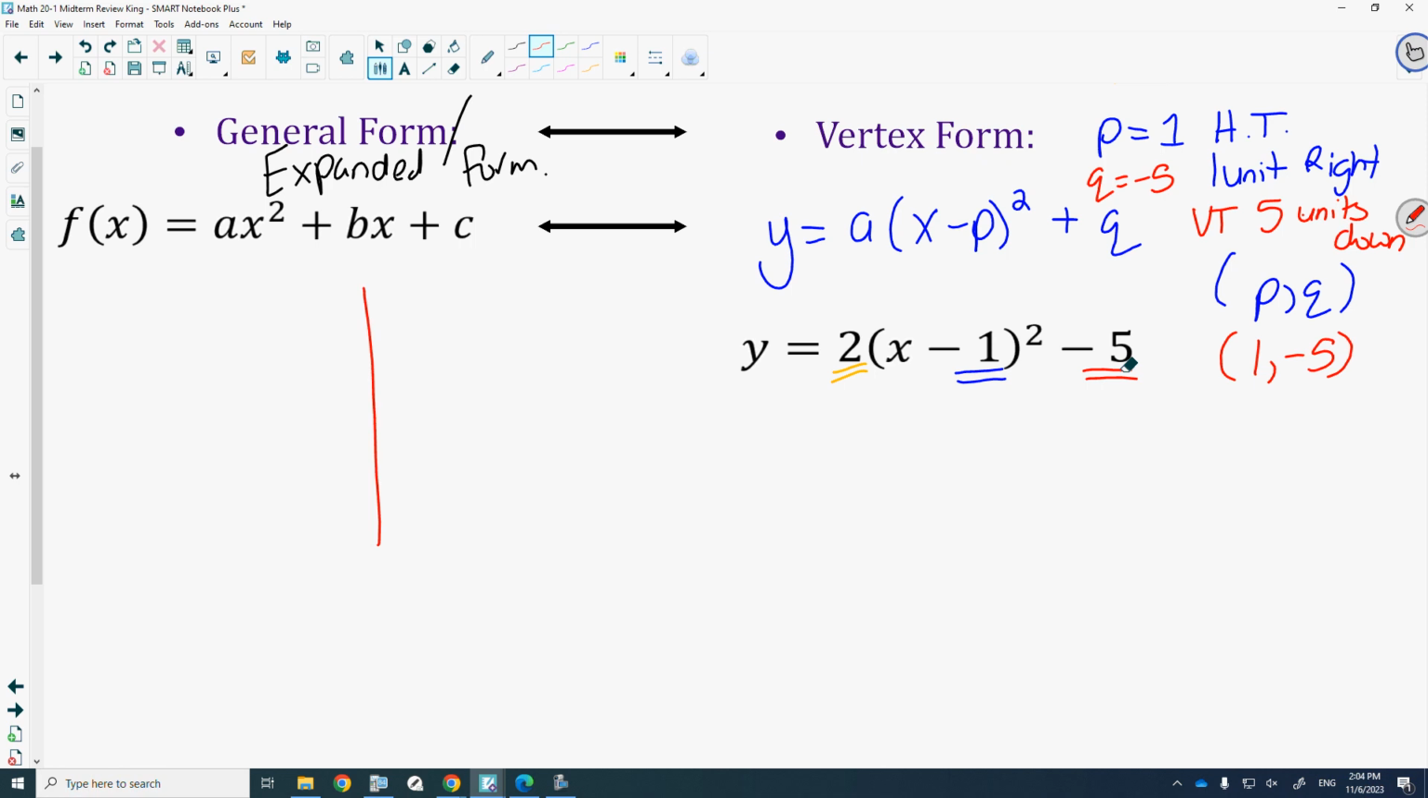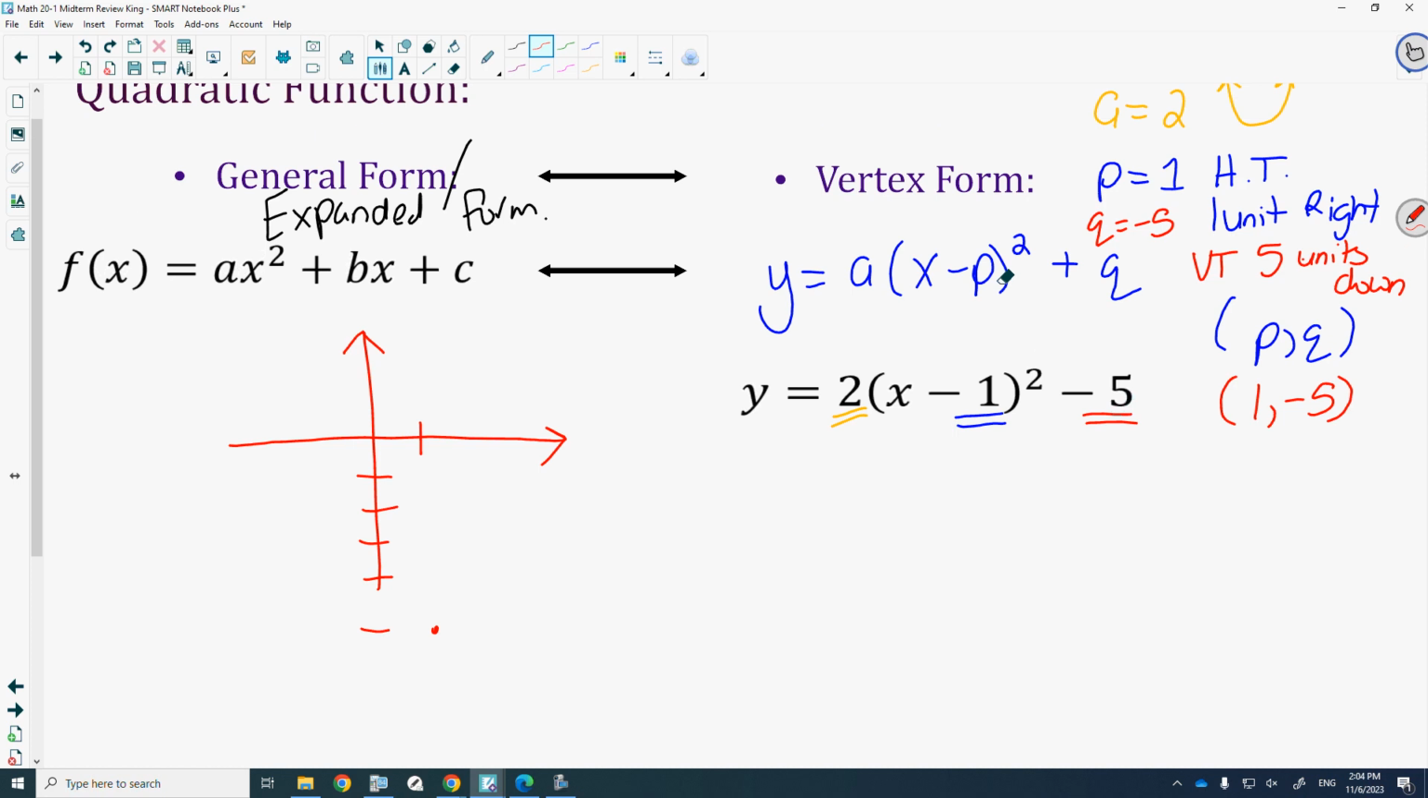So let's put that vertex on. X is 1, and y is -5. That's the vertex of this graph. The vertex is going to be the minimum. This graph is going to open up. Now, in order to get the y-intercept, I want to go into expanded form.